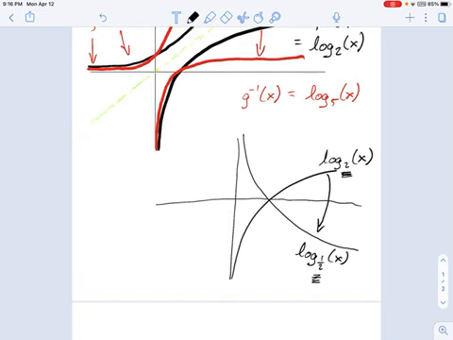That is what a vertical reflection does to the logarithm graph. So I think that's enough for now. We'll get into more logs later.